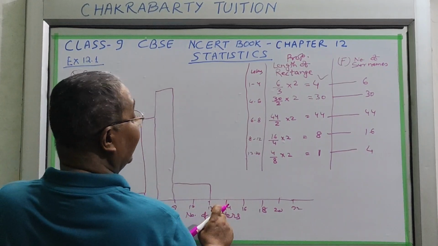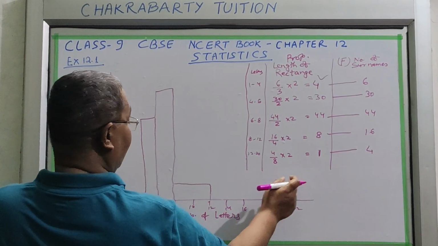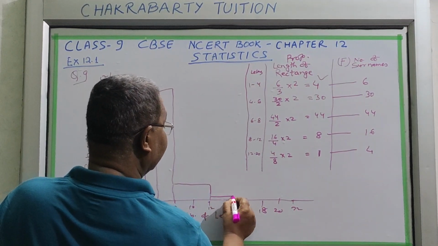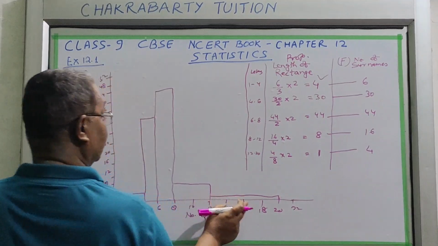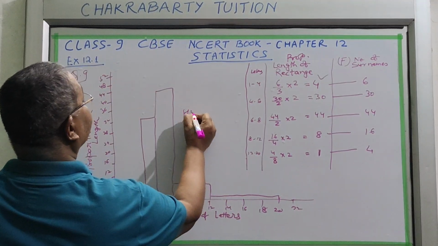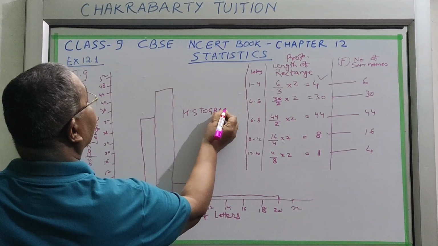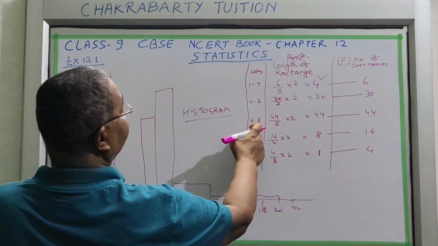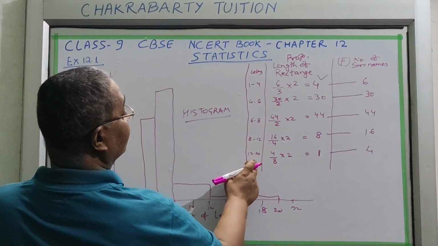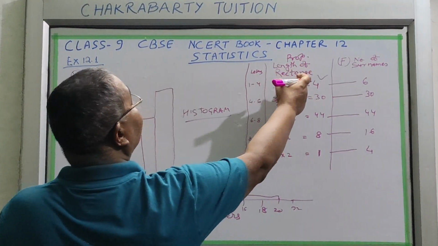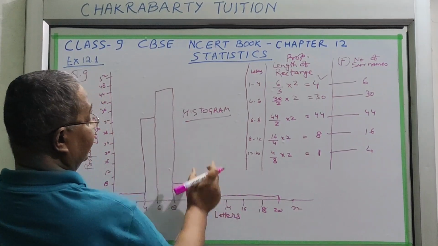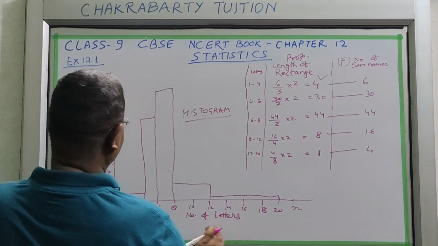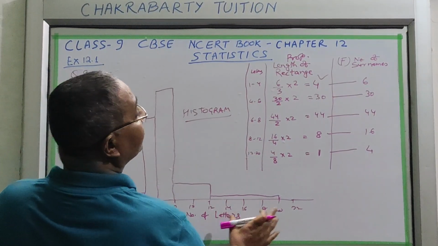Then 12 to 20, only 1 is there, so it will be very near to the line. Now it will be up to this. Okay, so now your histogram is prepared, where the class interval is not equal. Then we find the proportionate length of the rectangle. For whatever rectangle in the histogram is coming, we have to calculate its proportionate length, and then it will be written here and plotted.